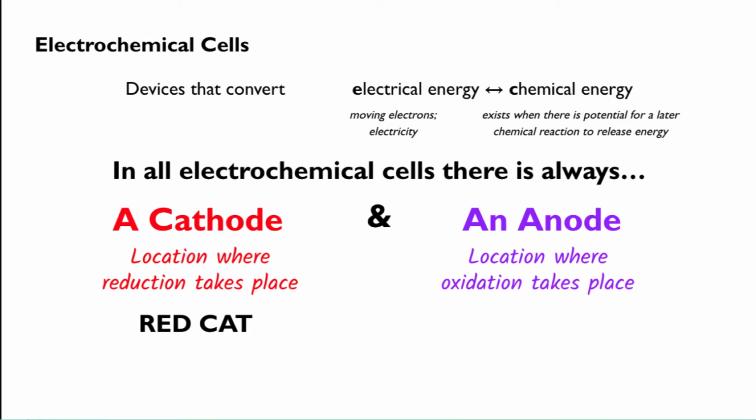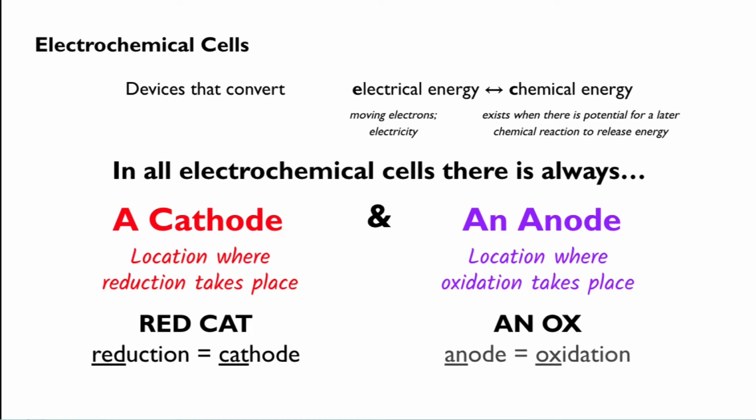We can remember these two parts of an electrochemical cell by using the memory device red cat and ox. Red cat stands for reduction at the cathode, and ox stands for the anode being oxidation. Strange, but it works pretty well to remember those two parts of the electrochemical cell. And those are literally just the two physical regions where those two processes are taking place.